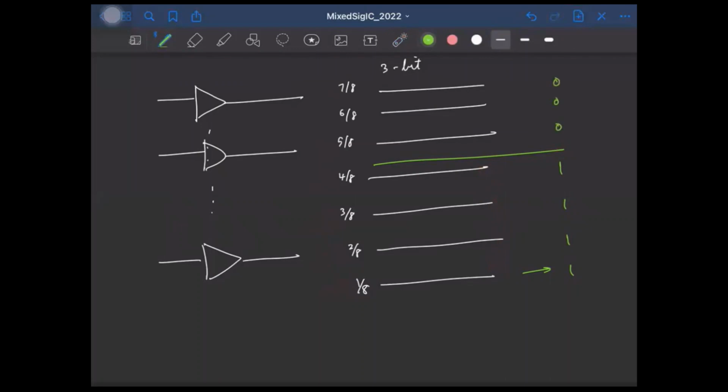But remember that ideally the equivalent binary representation we want is 4, 1 0 0, because this is 0 0 0, 0 0 1, 0 1 0. Oops, sorry.